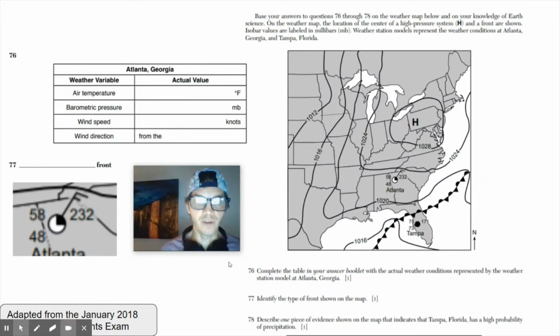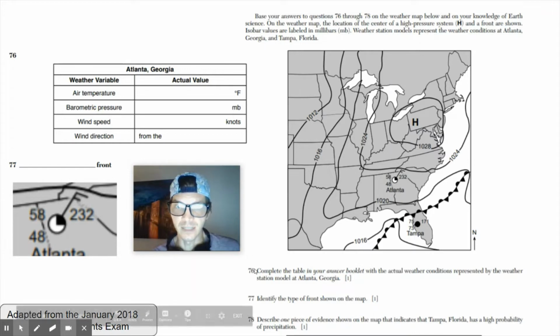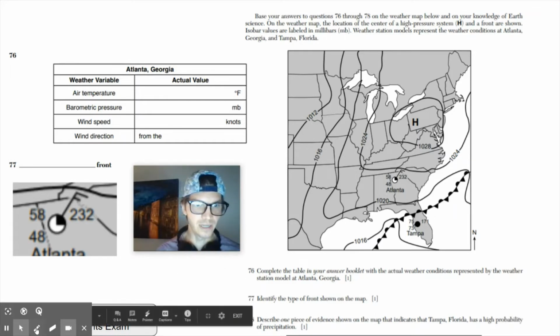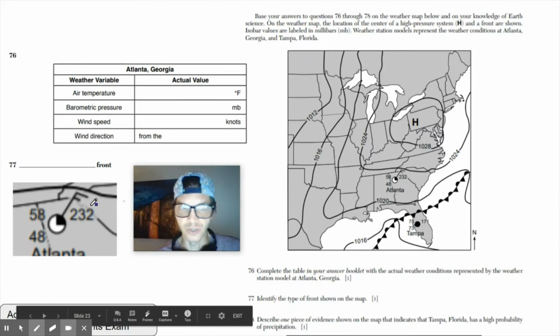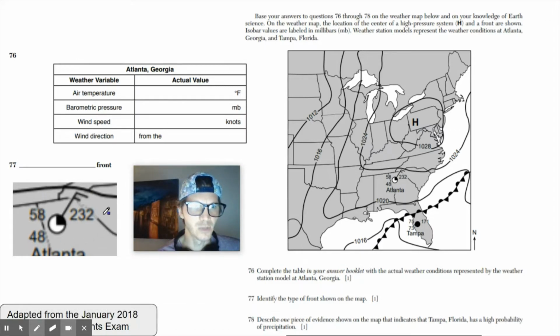Let's look at another one from January 2018, another series of questions. So we have a high pressure system and a front being shown. And let's take a look at these 3 questions. So 76 says, complete the table in your answer booklet with the actual weather conditions being represented by the weather station in Atlanta, Georgia. So I just made it a little bit bigger so it's easier to see, so we can put it in here.